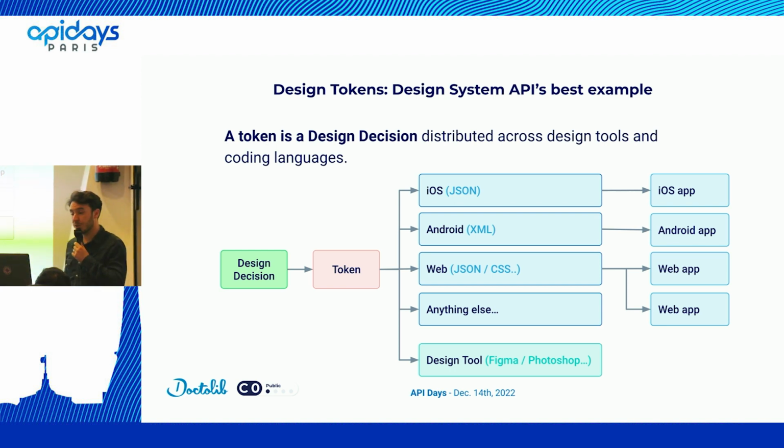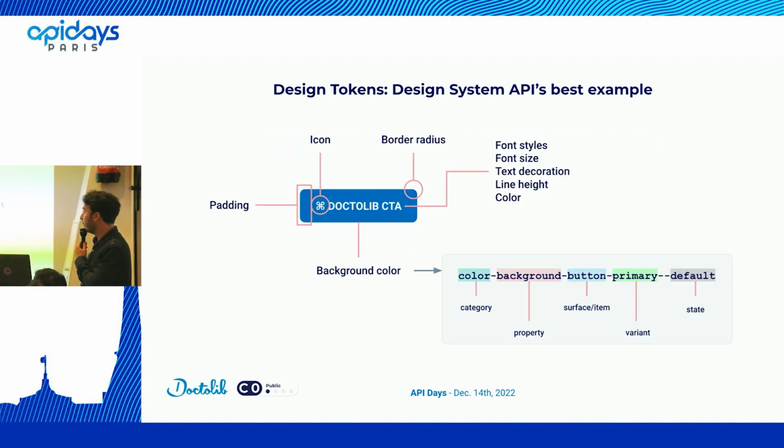And this is really interesting at scale. Let me provide an example. So this button, for instance, is the official Doctolib call to action that we're using on any platform. So you can have an icon left, icon right, padding. We always have a border radius of 4 pixels. This border radius is a design decision. We set border radius at 4 pixels.